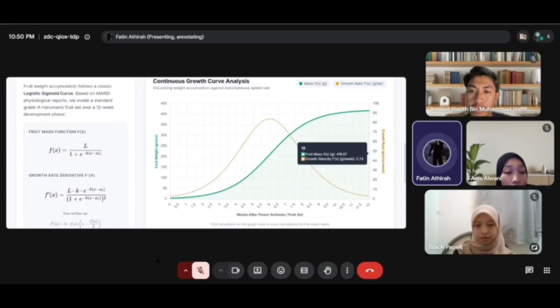The final point is the most important. When the growth rate equals 0, the fruit has reached its maximum size. This mathematically pinpoints the perfect harvest window.